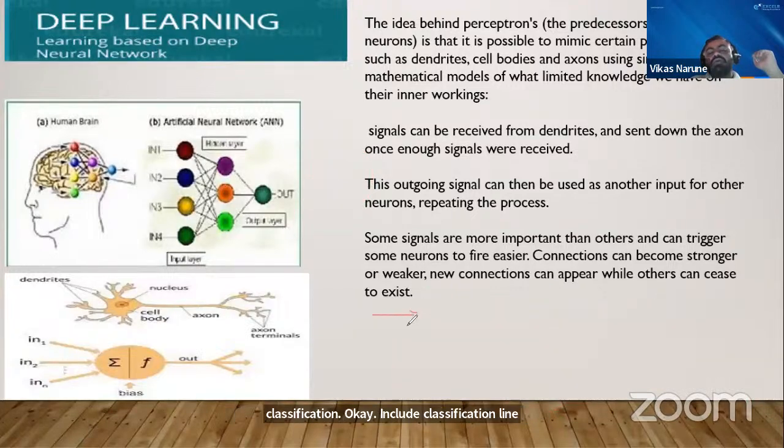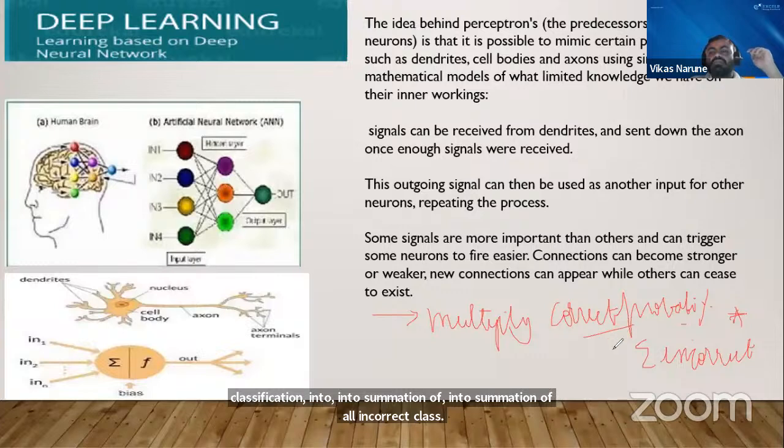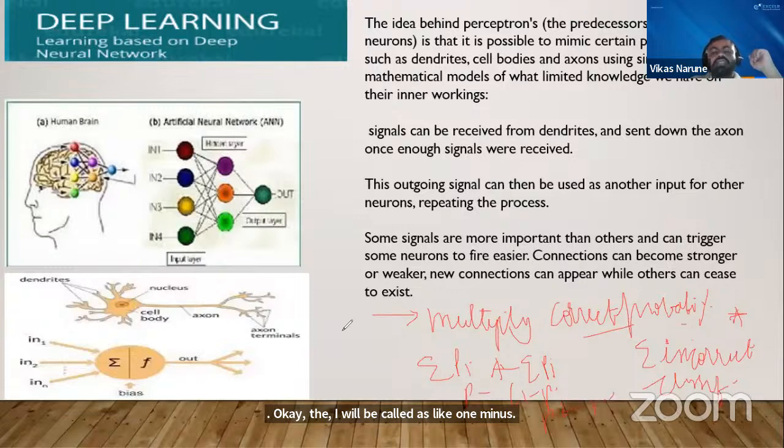So how is this calculated? It is calculated by multiplying the correct probability, the percentage of the correct class classification, into the summation of all incorrect class classification. Summation of pi into the multiplication of summation of pi. So this becomes 1 minus pi, and then pi minus pi square, and this is how it becomes 1 minus summation of pi square, guys. This is what is happening.